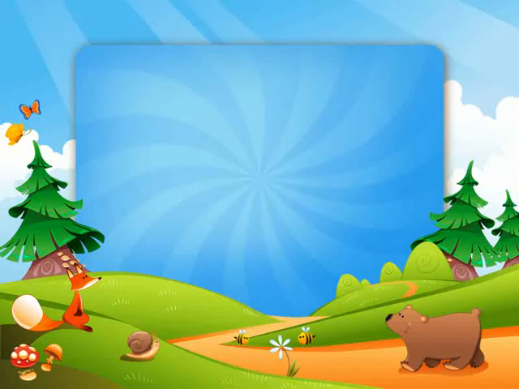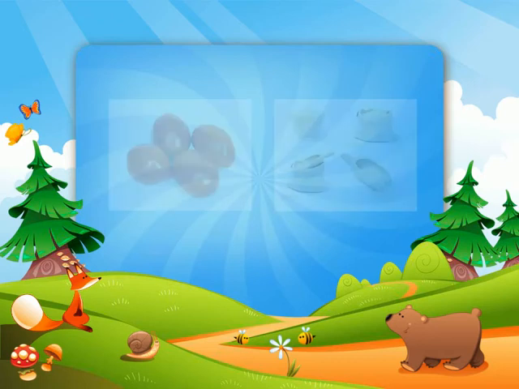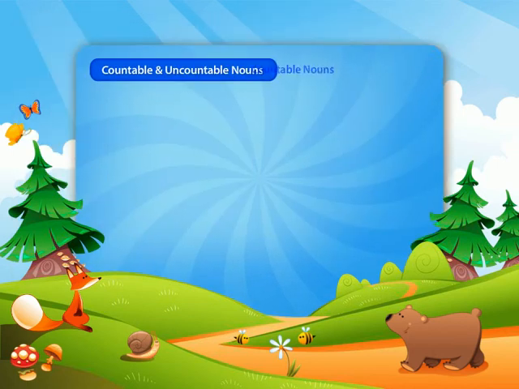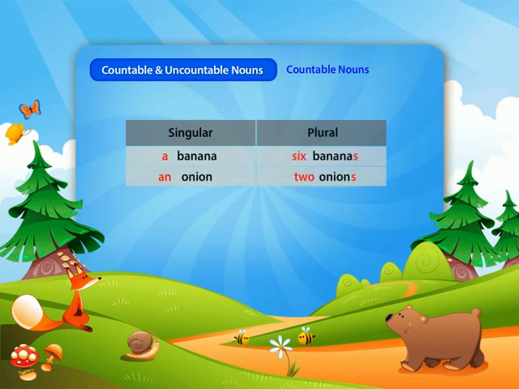Everyone! Today we are going to study countable and uncountable nouns. Things you can count are called countable nouns, and things you cannot are called uncountable nouns. There are two types of countable nouns, singular and plural.